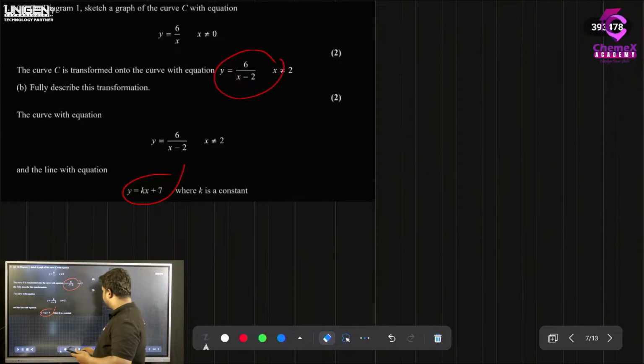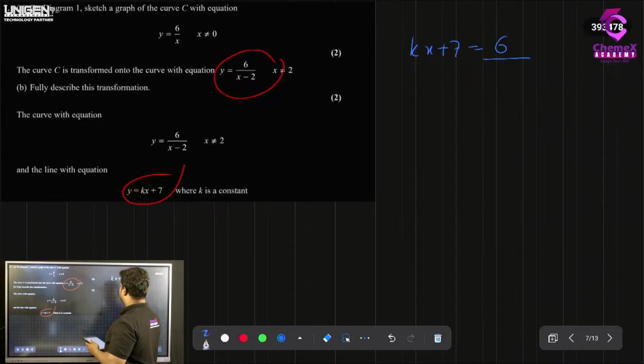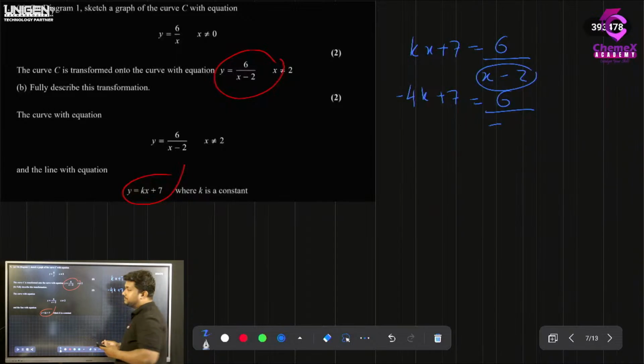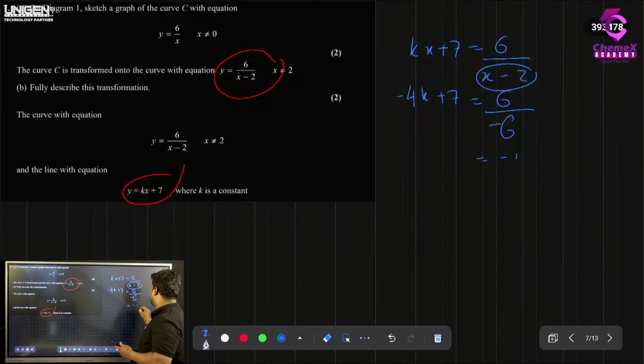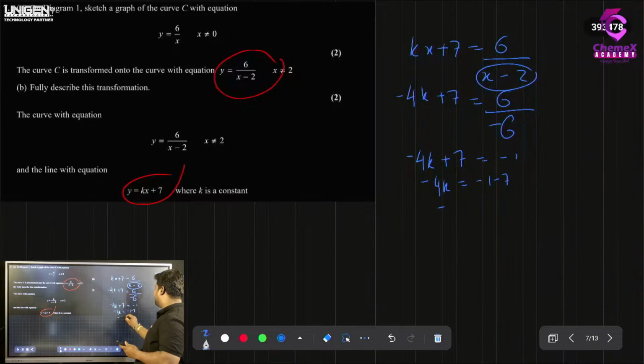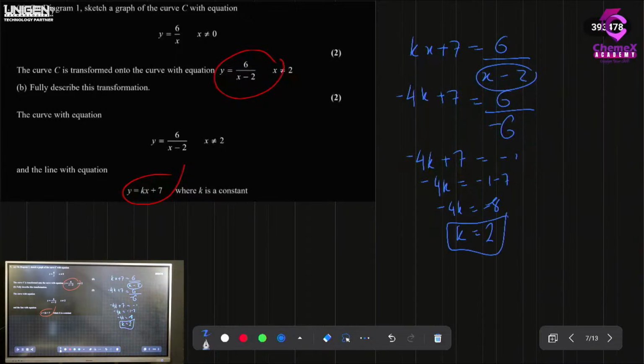I know. Oh, what is it? So kx plus 7 equals 6 over x minus 2. Alright. So minus 4k plus 7 equals 6 over minus 4 minus 2, which is minus 6 over 6, so that's going to be minus 1. Minus 4k plus 7 equals minus 1. Minus 4k equals minus 1 minus 7. Minus 4k equals minus 8. So what is k? Positive 2. Did you understand? That's the easiest to do. Just equate the two and substitute the x value. Got it?